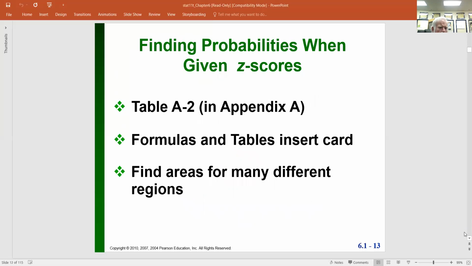Okay? So what we have is the ability to use that. We used table A2, which is, as I said, the easiest way to get it, it's in the back cover of your book. Okay? And A2 relates z-score to probability, to area.